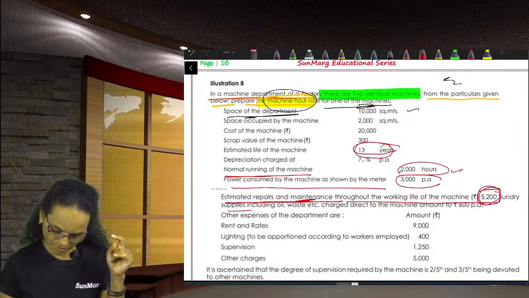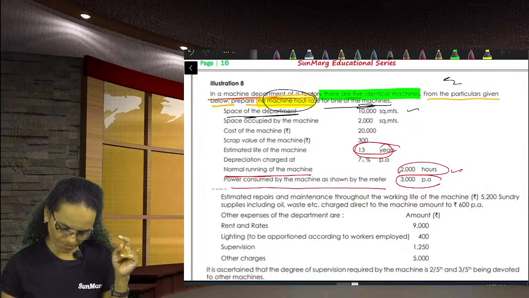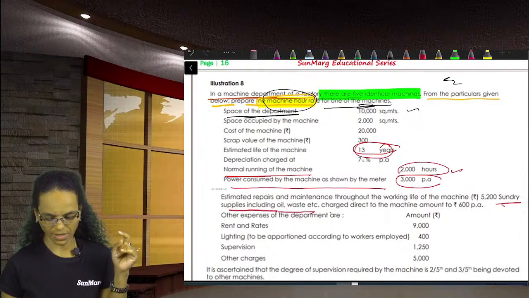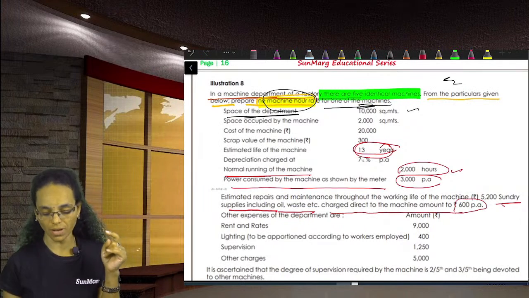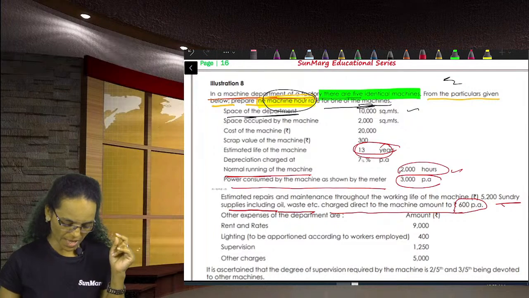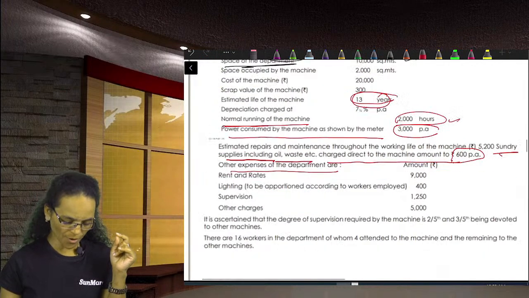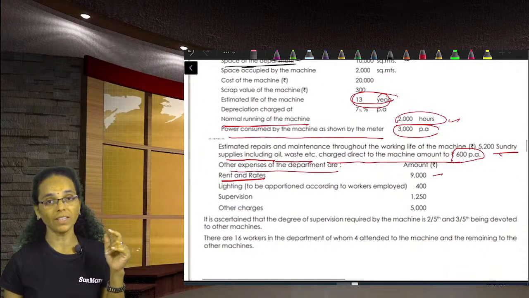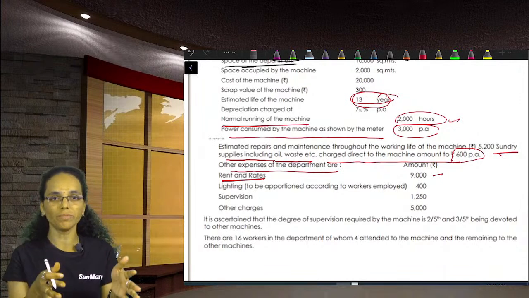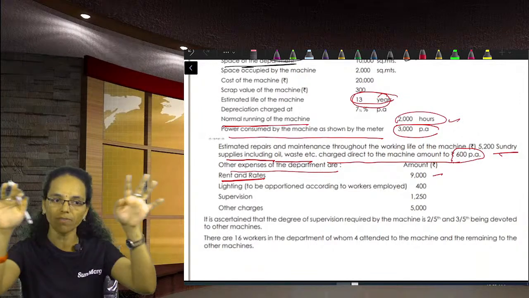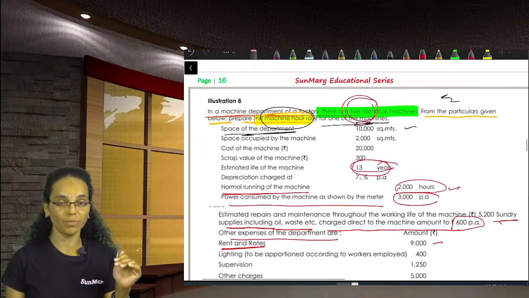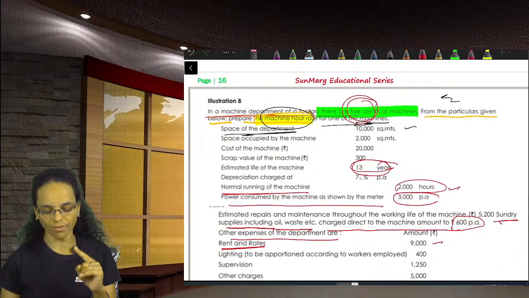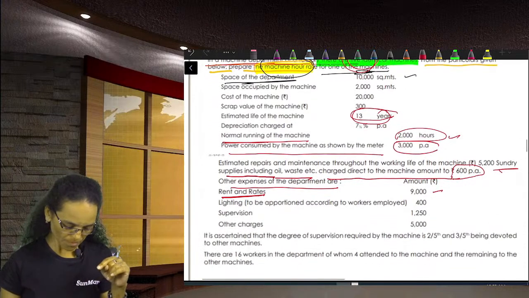Sundry supplies including oil, waste, etc. charged directly to the machine amount to 600 rupees per annum. This is on a yearly basis. Other expenses of the department are rates and rents. This is 9,000 rupees, not only for this particular machine. This 9,000 rupees is for the whole factory. In the factory we have 5 identical machines. You need to be very careful while solving this problem.